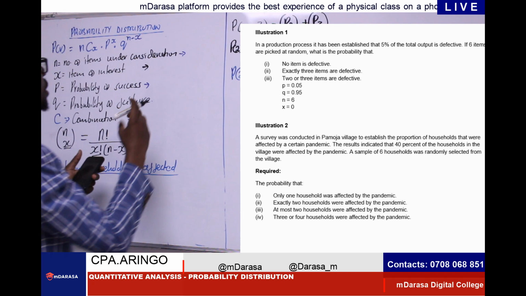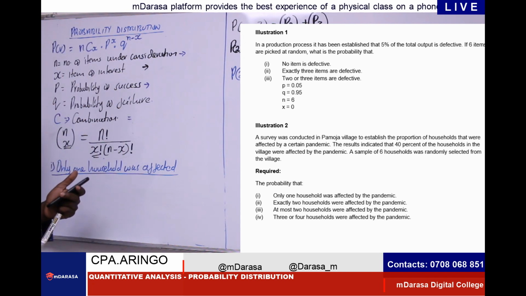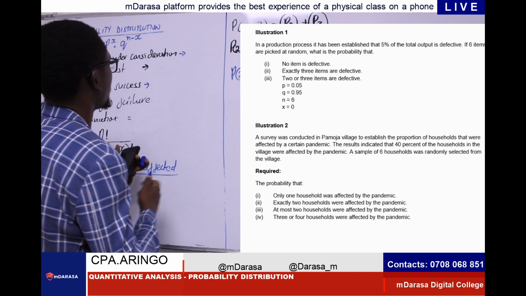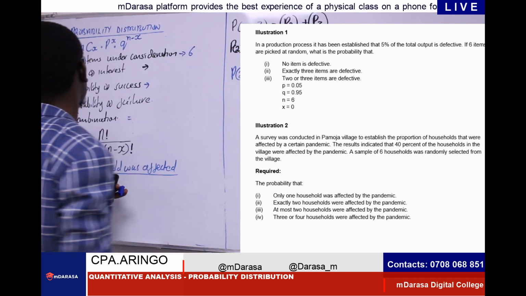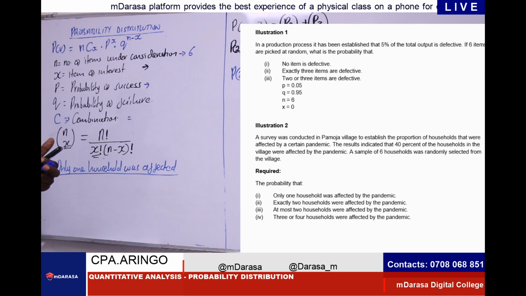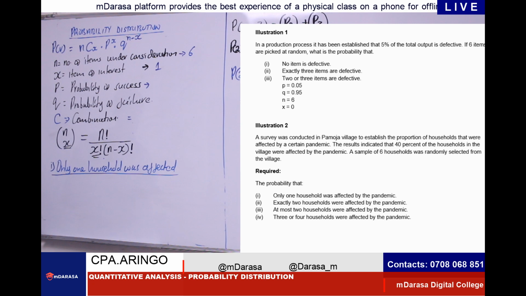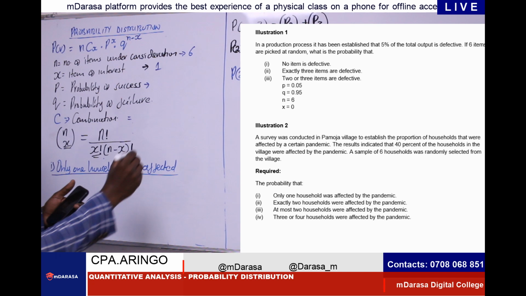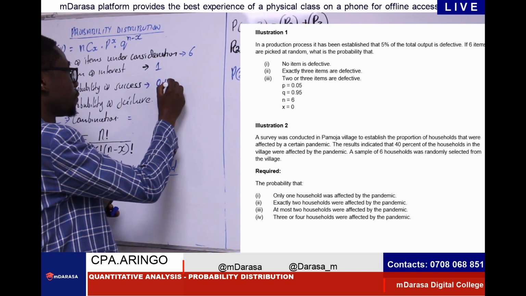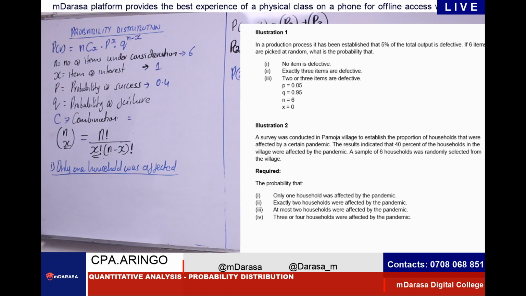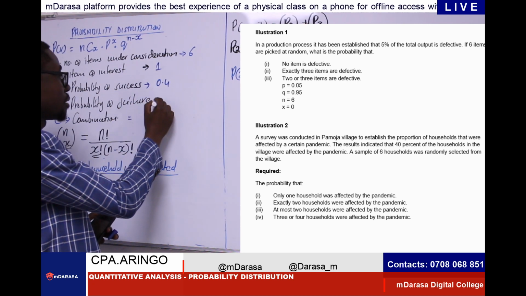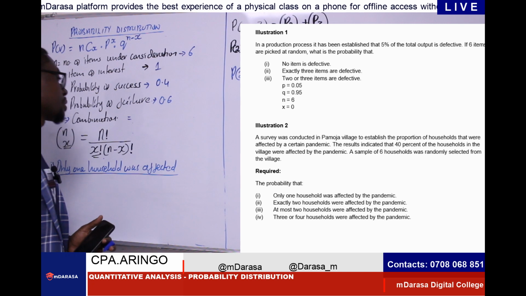The number of items under consideration, we are talking of what? 6 households, because that is the sample we have. So I'm having 6 households here. The item of interest is the first case, only one household. The probability of a household being affected, you're told, the result indicated that 40% of the households in the village were affected, so you're talking about 0.4. The probability that the household will not be affected by the pandemic is 0.6.